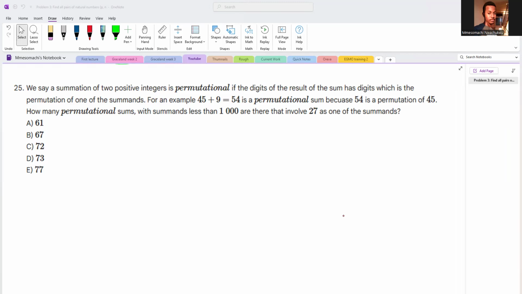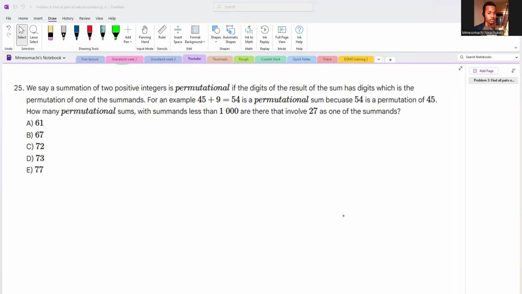Let's dive into this question. It says, we say a summation of two positive integers is permutational if the digits of the result of the sum is a permutation of one of the summands. For example, 45 plus 9 is equal to 54 is a permutational sum because 54 is a permutation of 45. How many permutational sums with summands less than 1000 are there that involve 27 as one of the summands?